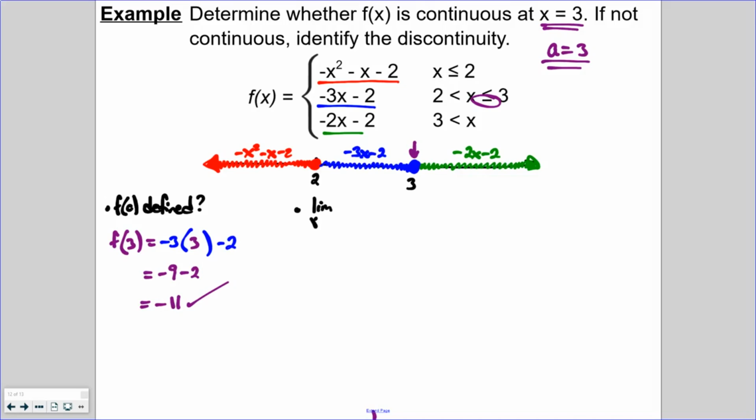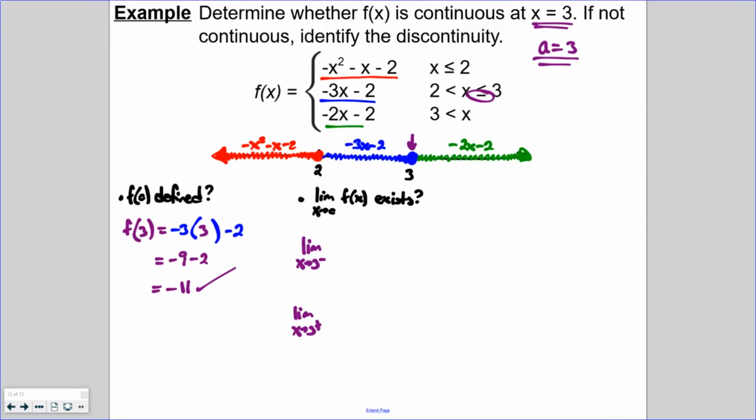Next up, we need to see if the limit as x approaches a of f of x exists. So that means we're going to be looking at the limit as x approaches 3 from the left, and the limit as x approaches 3 from the right. So then we can look at our piecewise function, and we can determine which functions we're going to use for each individual piece. And let's see, as we're approaching 3 from the left, we can see we're going to be using the blue piece, negative 3x minus 2. And when we approach 3 from the right, you can see that we're going to be using negative 2x minus 2.